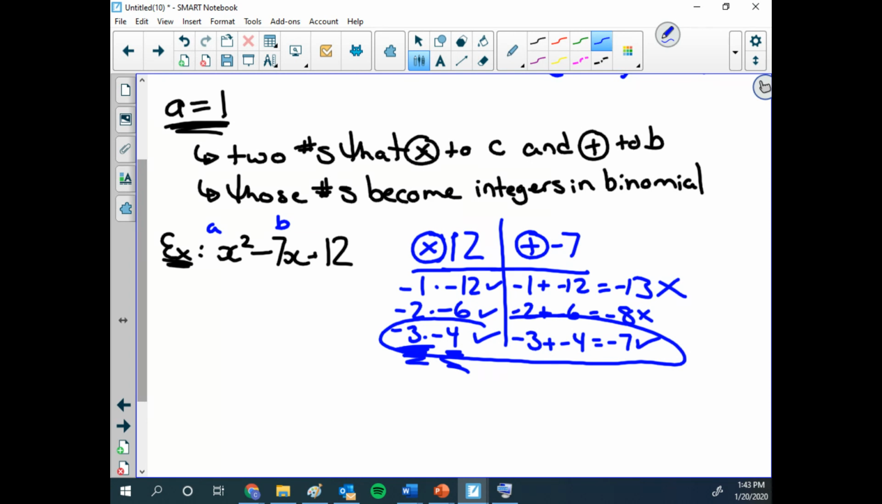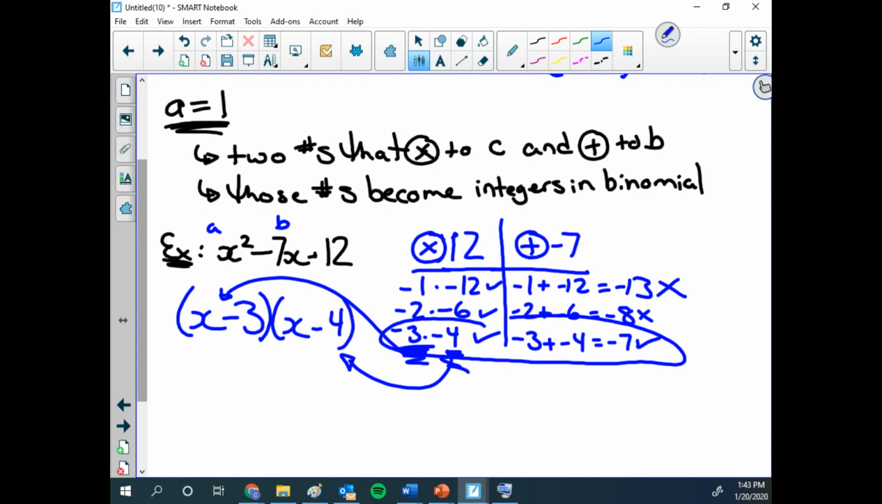And so I can just break those up into my integers. They just directly become the numbers in my binomial. So this would become x minus 3 and x minus 4. And I'm done. And that only works if a is equal to 1. If a is a larger number, that's not going to work for you.